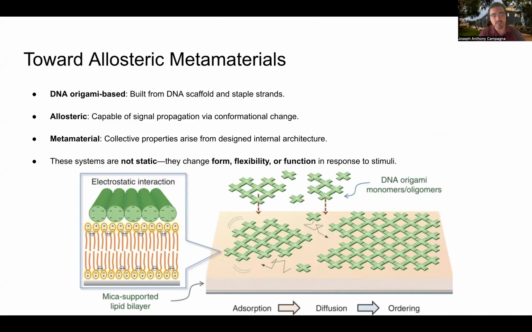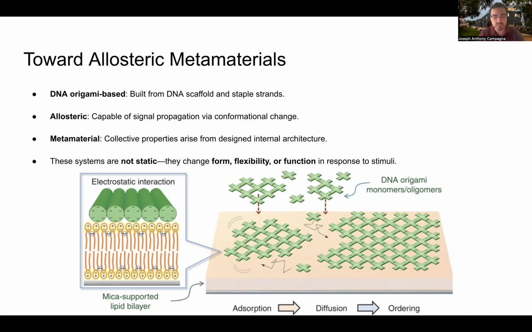We're going to consider that they're DNA origami based, so built from scaffold and staple strands, where the staples are guided by the scaffold in vitro to create molecular design. We say that they're allosteric, meaning they're capable of signal propagation via conformational change. We say that they're a metamaterial, meaning that their collective properties arise from designed internal architecture. And these systems are not static. They change form, flexibility, or function in response to stimuli.